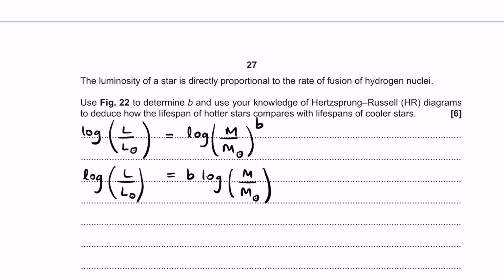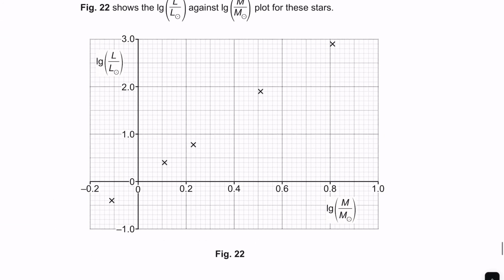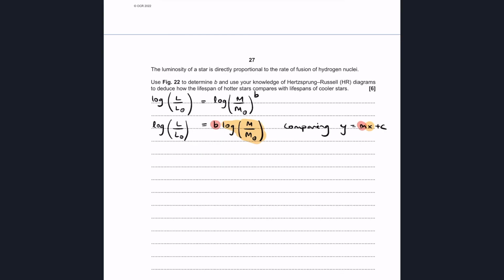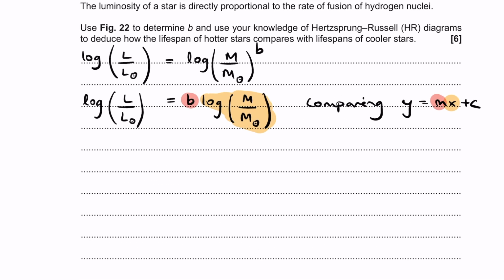Now, if we compare this with the equation of the straight line as per the graph, okay, given to us, comparing this to y equals mx plus c, okay, we can safely say that since this is on the x-axis, the number or the letter in front of it will be the gradient. So B is the gradient. Okay, so gradient can be calculated. So let's go ahead and do that.